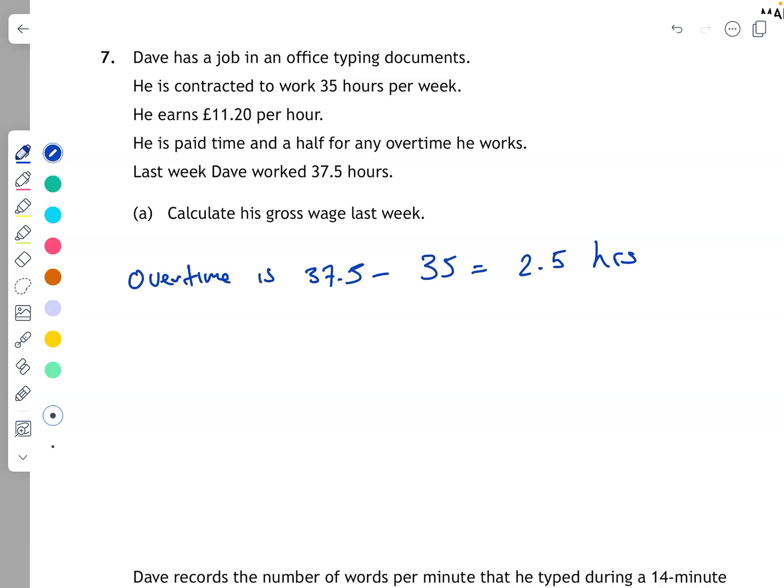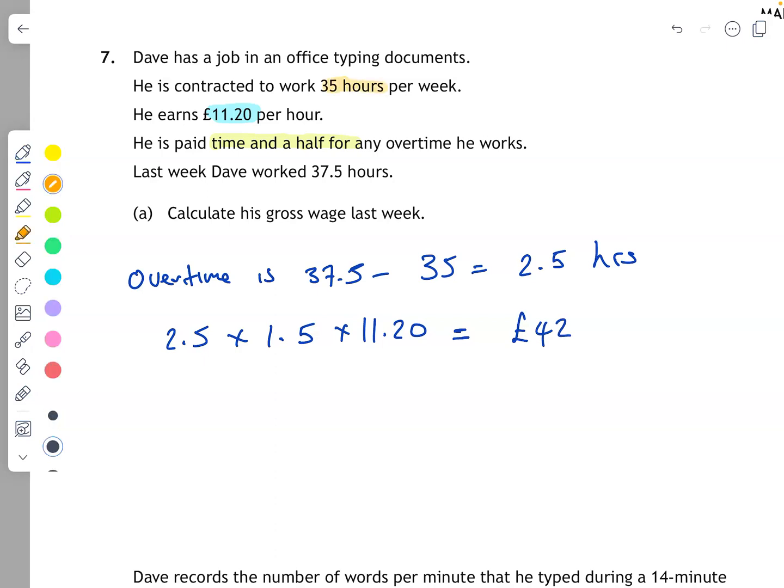Alright, so it's time and a half for 2.5 hours. Time and a half means 1.5 times, so 1.5. So we're going to take this 2.5 hours and times that by 1.5, and then times by the wage. So it's 1.5 times this £11.20 per hour. 1.5 times is standard salary. So 2.5 times 1.5 times 11.20. That'll give you time and a half for 2.5 hours. That comes to £42. But then we've got to add on the rest of the hours, the 35 hours.